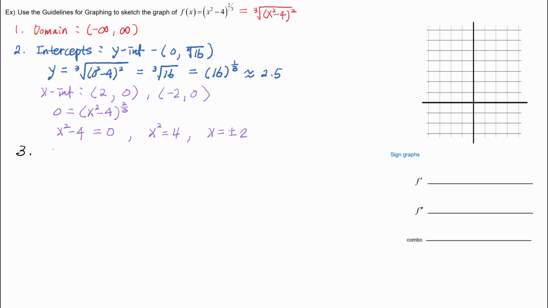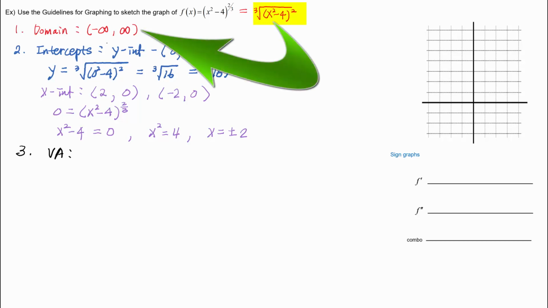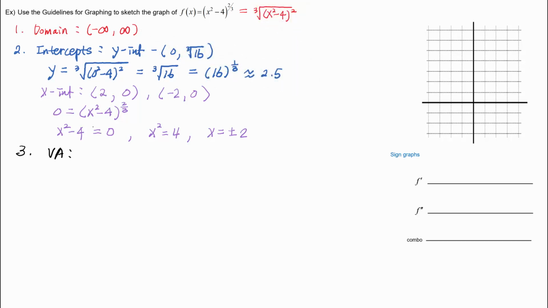Third step, find all asymptotes. How about vertical asymptotes? Well, this function is defined on all real numbers. So there are no vertical asymptotes. How about horizontal asymptotes? What is the degree of the numerator? Look at the highest power of the numerator. It is x squared to the 2/3 power, which is x to the 4/3 power. And my degree of the denominator is 0, since I don't have any variable in the denominator.